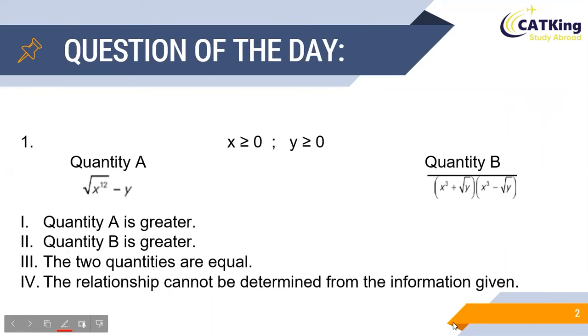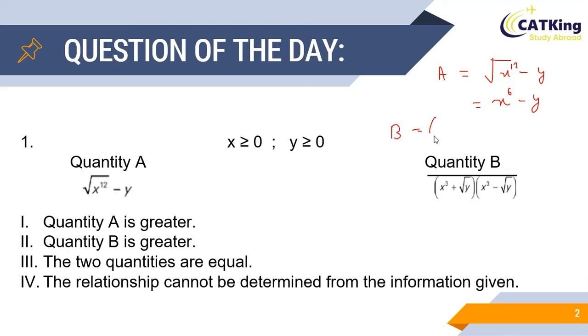So, it is given to us that x and y are both greater than or equal to 0 and A is equal to root over x to the power 12 minus y. Now, x to the power 12 when taken a square root would yield x to the power 6 and hence A can be rewritten as x to the power 6 minus y. Now, B is equal to x cube plus root y into x cube minus root y.